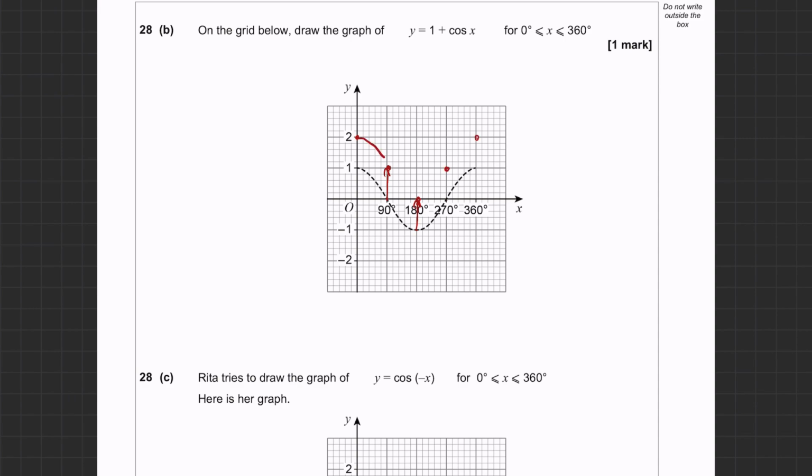So I'm going to draw it now. That's one of the dodgiest drawings I've done in a while for the cos graph. There we go, that's a bit better. This is why you do this in pencil. And we've now got the graph of y equals 1 plus cos x.